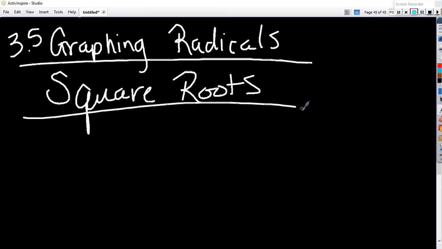Square roots. I'm going to give you the general form with the variables, and then I'm going to tell you what each one means, and then we're actually going to graph it. You only need to graph a square root. You need 2 points.